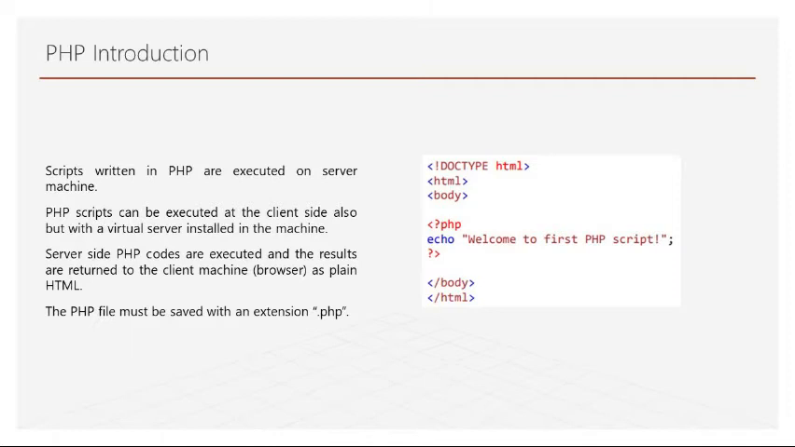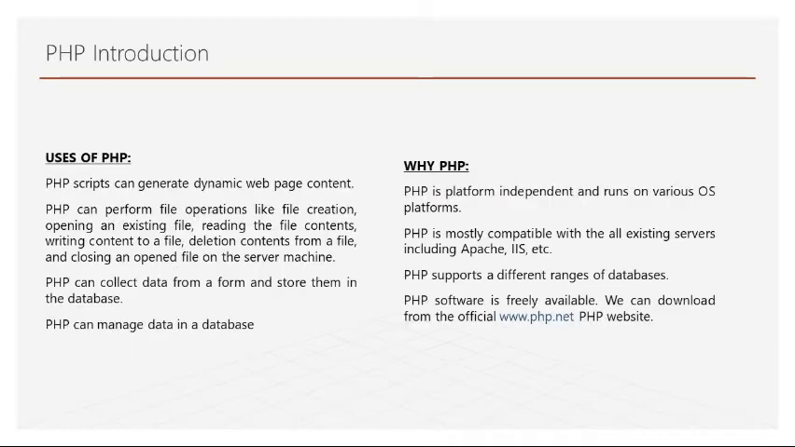.php. Uses of PHP. PHP scripts can generate dynamic web page content. PHP can perform file operations like file creation, opening an existing file, reading the file contents, writing content to a file, deleting contents from a file, and closing an opened file on the server machine. PHP can collect data from a form and store it in the database. PHP can manage data in a database.